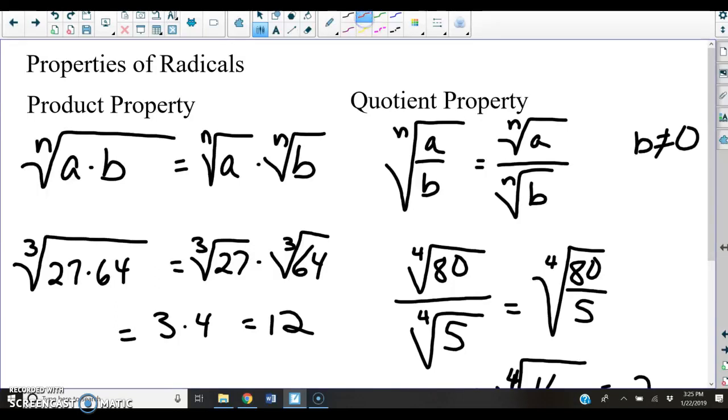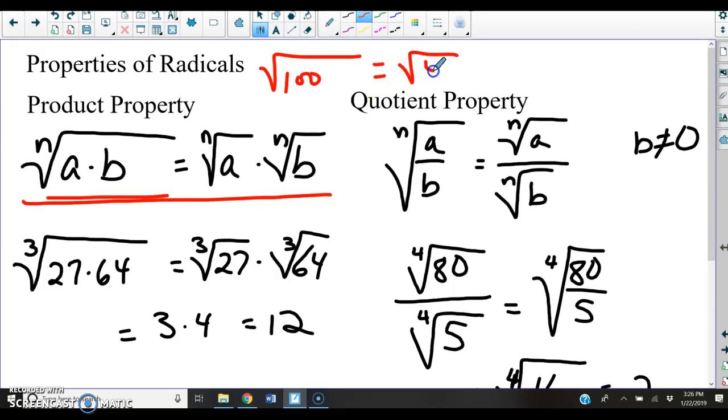Okay, on day 2 of this, or part 2 of this, I wanted to remind you of the product and quotient properties for radicals. Remember, when you're taking whatever root, square root, cube root, whatever, of a product, you can split that into 2 parts. For example, the square root of 100. You all know that is 10. But did you realize that really can be thought of as the square root of 4 times the square root of 25, which will still get you back to 10? And that's a product property for radicals.